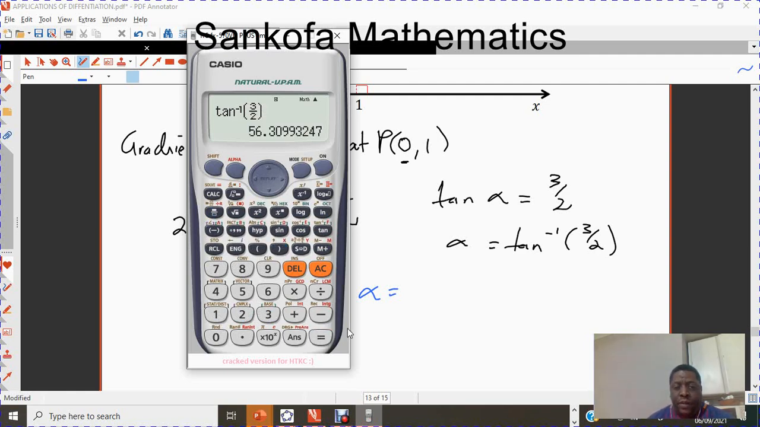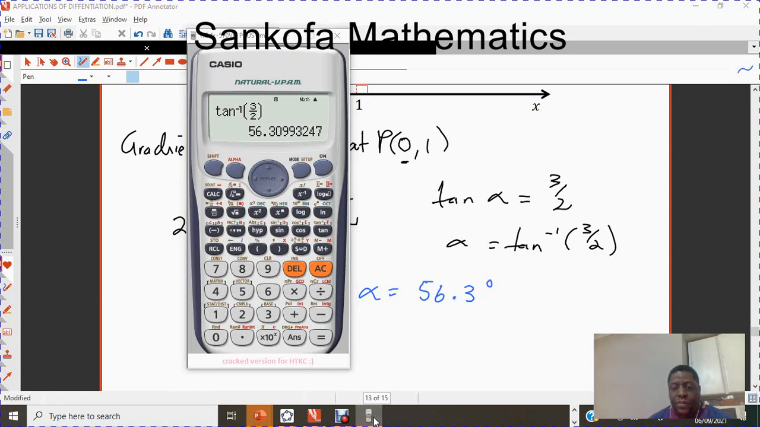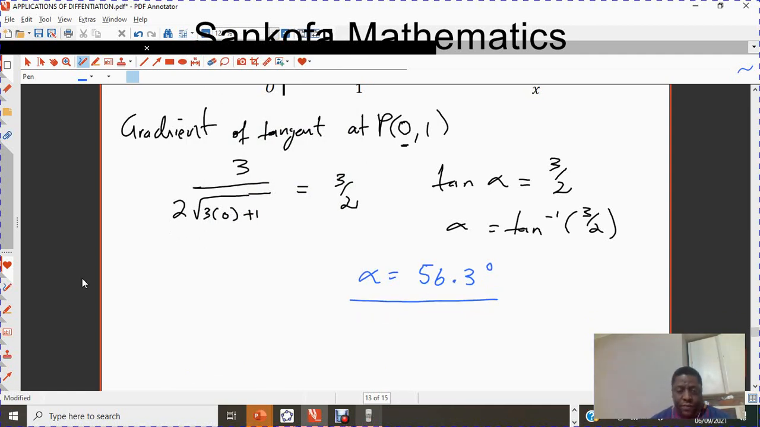So that angle is 56.3 degrees, to 1 decimal place. All right, so that is 1. So what is going to be the gradient of the tangent at point Q, which is (1, 2)?